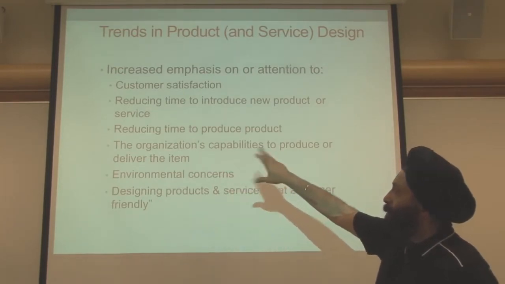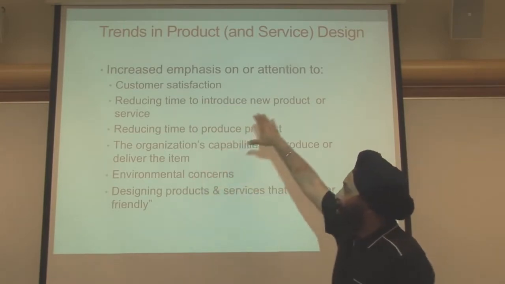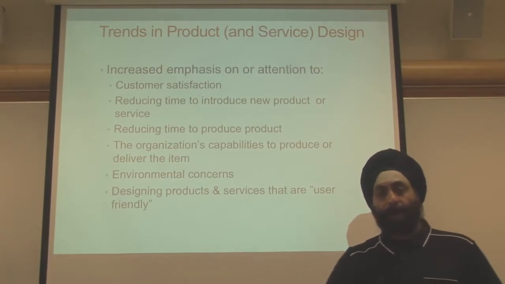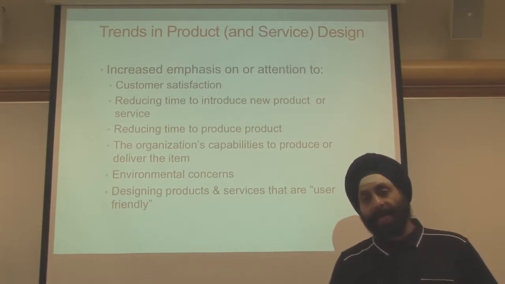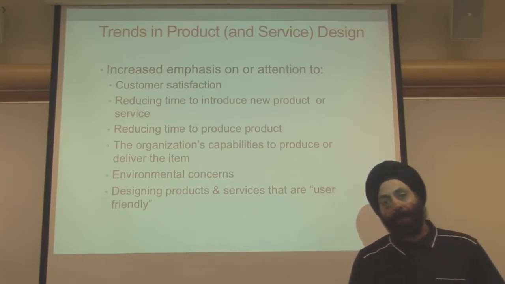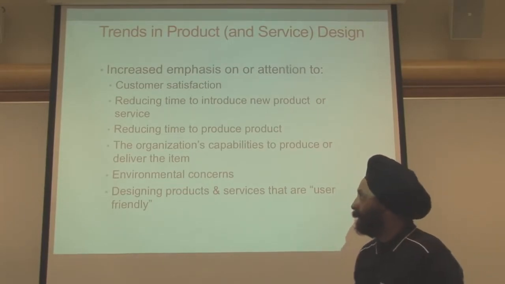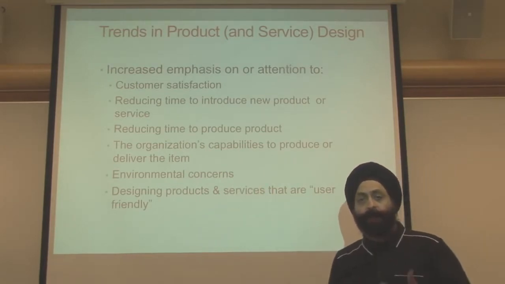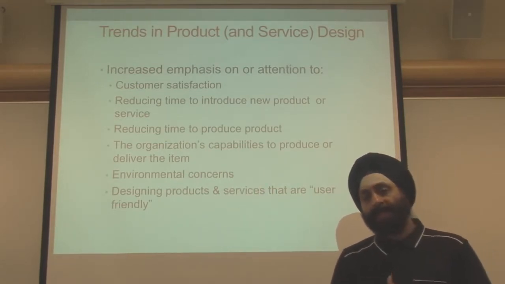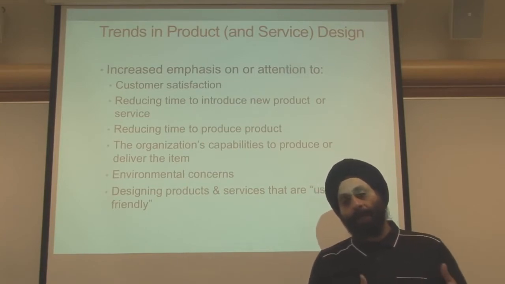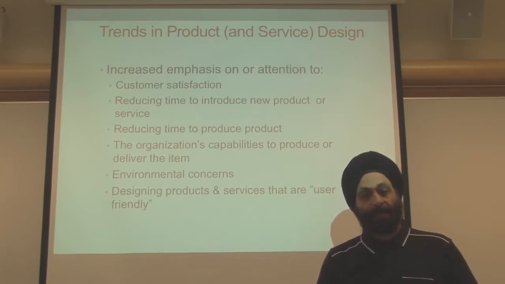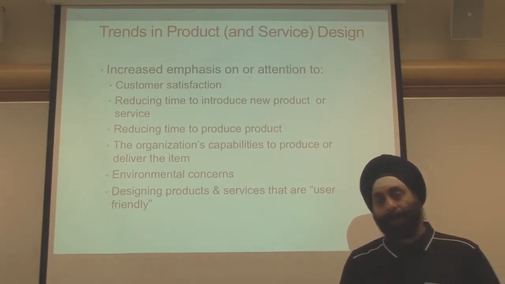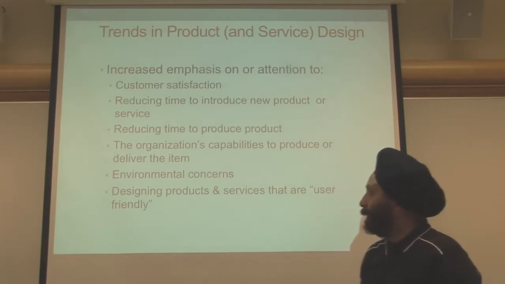Reducing time to produce a product is another thing. Not just new product development, but also making sure a design for manufacturing, products are designed in a way that they are easy and quick to produce for the markets. Organization capability to produce and deliver the items. So supply chain issues are also addressed, that we are designing products that are easy to deliver through our company's existing supply chain, or make arrangements so that that aspect of the company is also addressed.